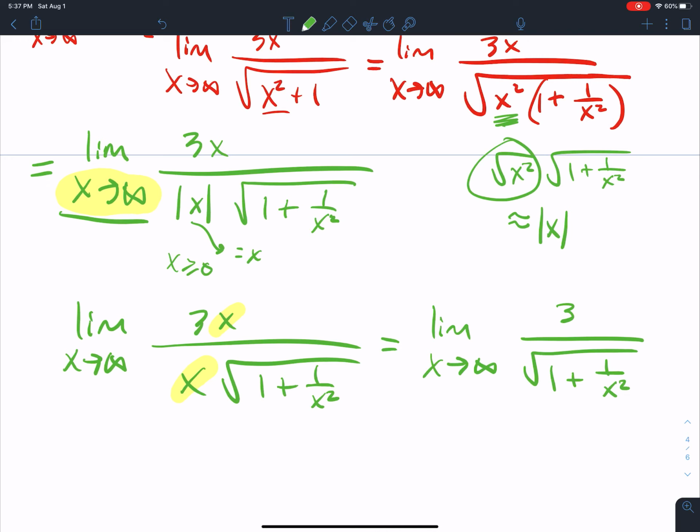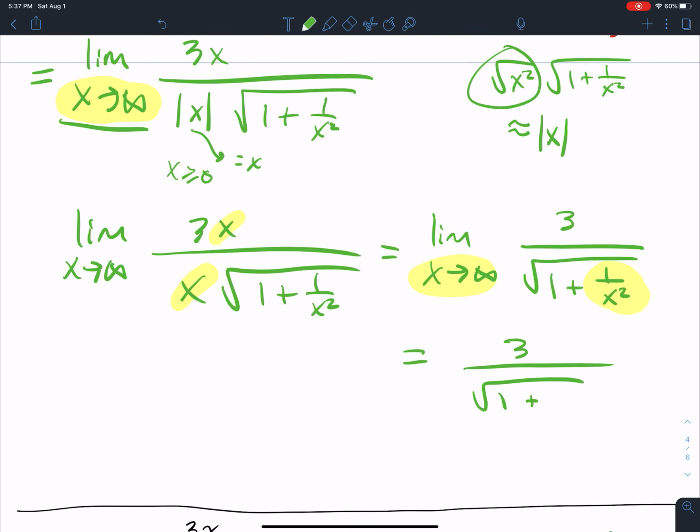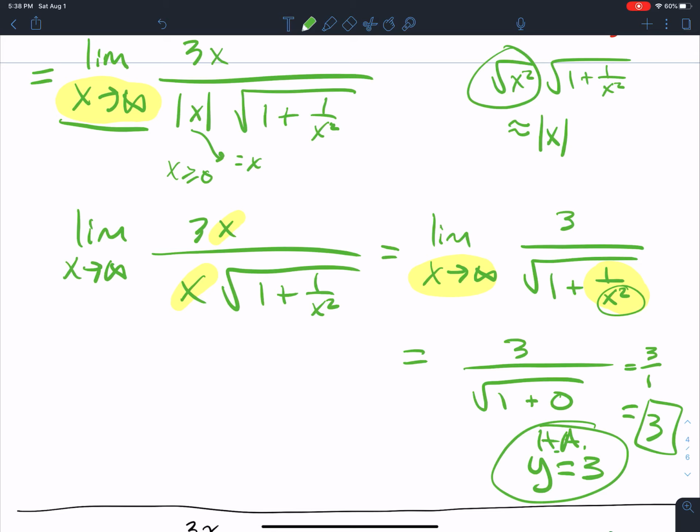All right? And now whenever I take the limit as x goes to infinity, this is the only part right here that is affected by my limit. So I have 3 over the square root of 1 plus, well, I do 1 over something really big squared, that's going to be 0. Okay, positive 0, which is 0. So this gets me 3 over square root of 1, which is 1, and so that equals 3. So that tells me that y equals 3 is a horizontal asymptote. That's one of them. Now, what about the limit as x goes to negative infinity?